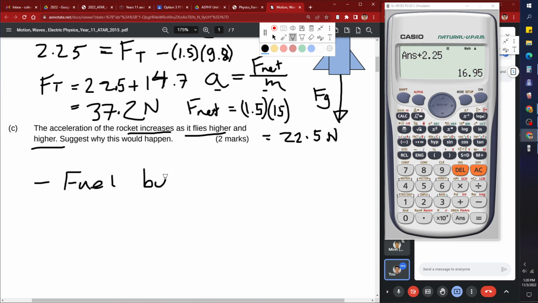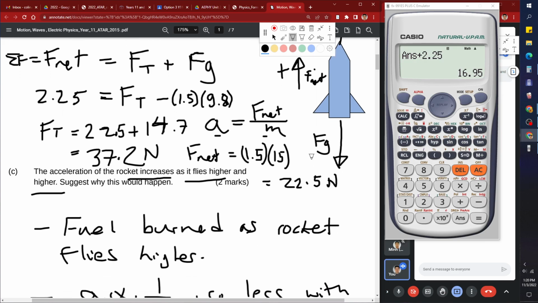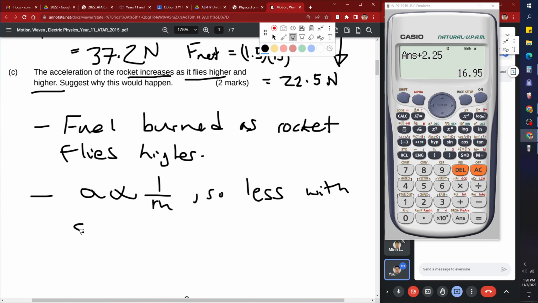Fuel burned as the rocket flies higher. Acceleration, remember, is proportional to the inverse of mass. So less mass, with the same amount of net force, if we don't consider the gravity force reducing. So let's assume the same net force, then acceleration increases. I'm not going to write everything, but here. There you go. And this is the evidence right here.